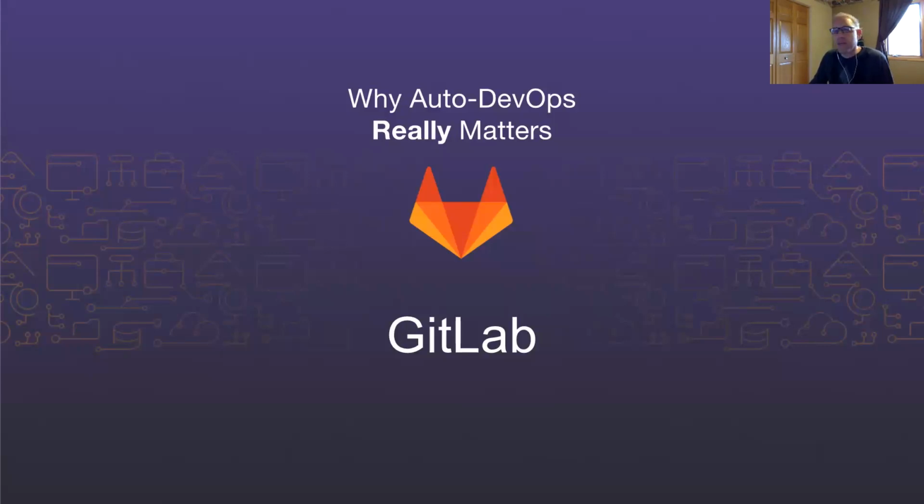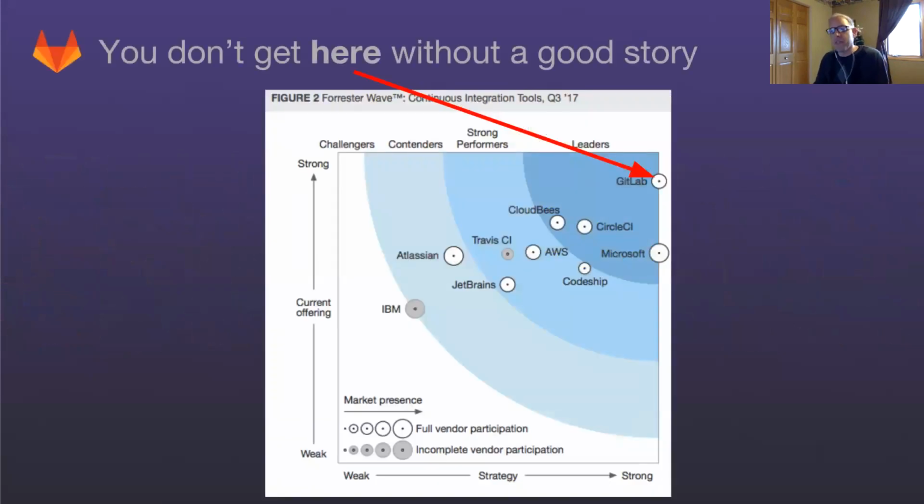And so when we think of it from a storytelling perspective, first and foremost, you know where we are on the Forrester Wave. You've all seen this a million times. You don't get there, though, without telling a good story. It's about strategy. You can bet that auto DevOps has a huge part that it played in getting us to this picture. Okay, this didn't happen alone on its own.